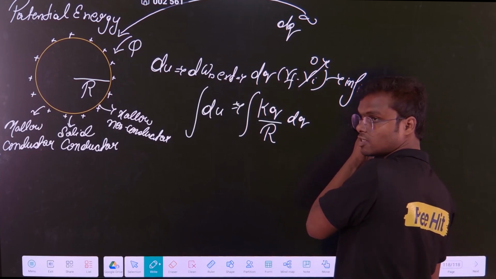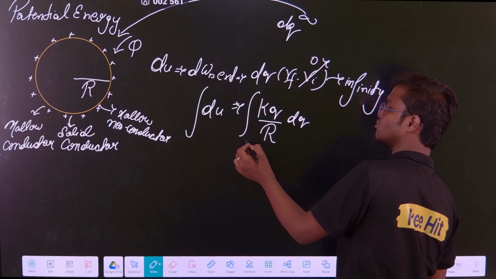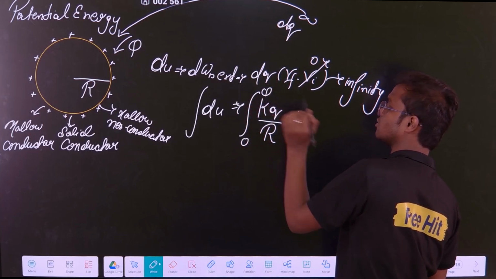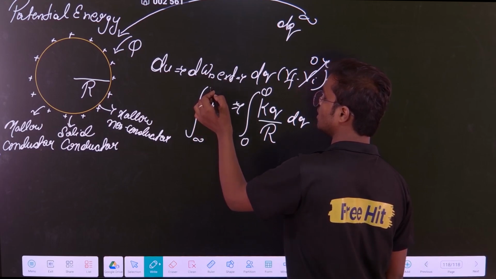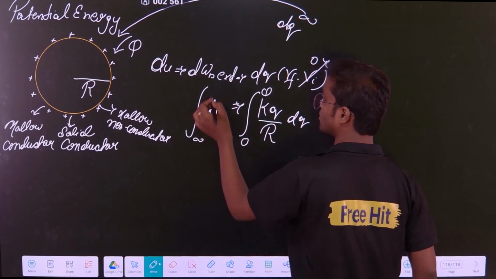What is the limit of integration? Basically, I have to integrate with respect to charge. So the initial charge is 0 and the final is capital Q. From where am I bringing this? I am bringing it from infinity to some point capital R.